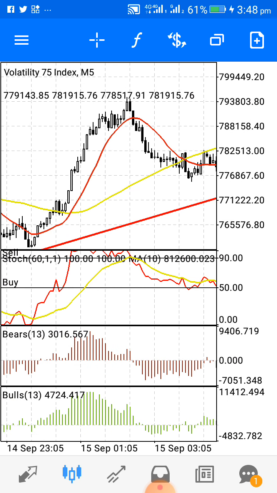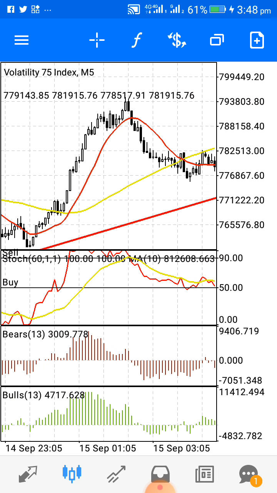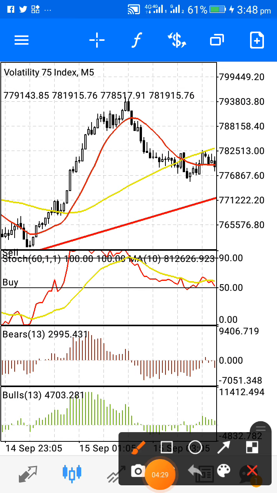Now this market is ranging, moving upward. We have a sell signal here. Okay, here it was consolidating, trying to go down.